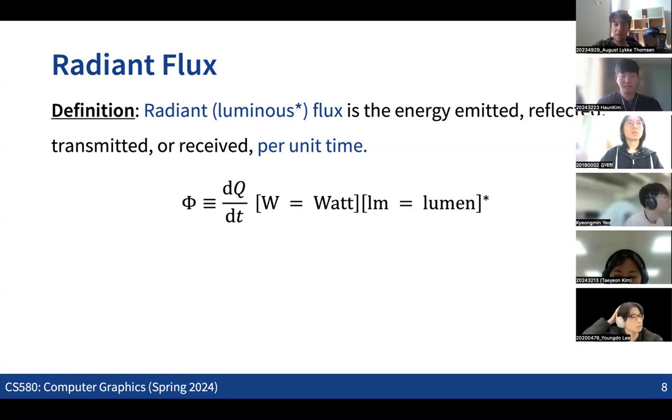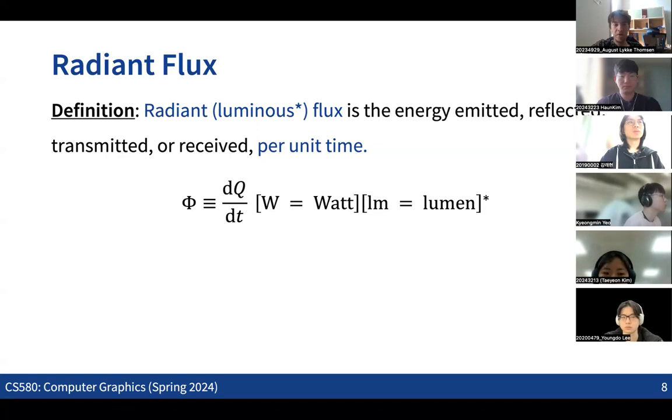So if you actually buy a light bulb, you can check how many watts are consumed while making how many lumens of brightness the light bulb is generating. Those are the two things. And based on these two quantities, you can check the efficiency of the light bulb. Does it make sense?